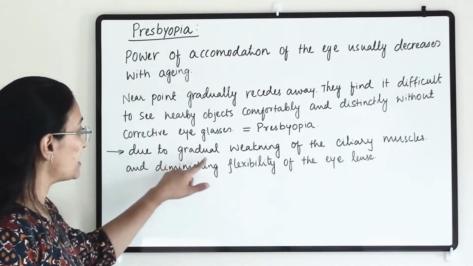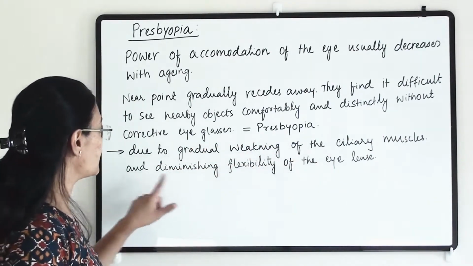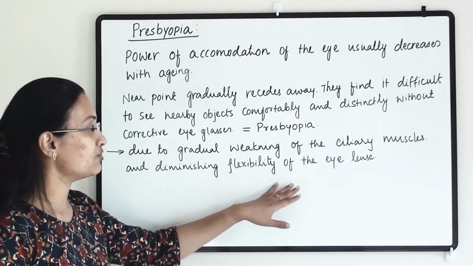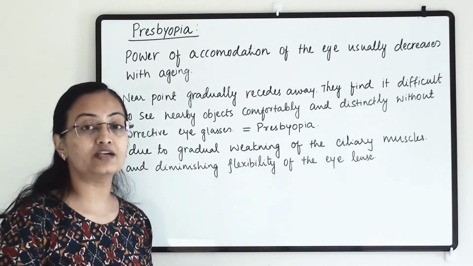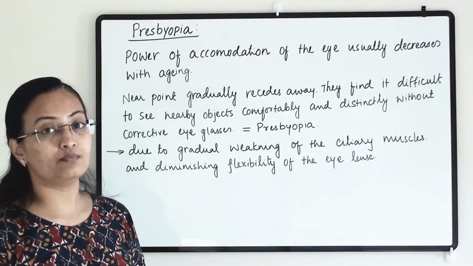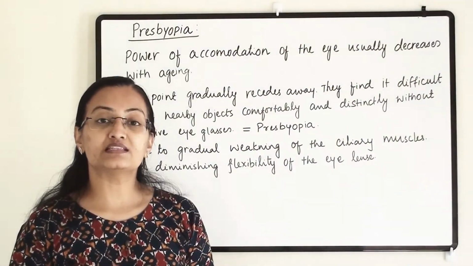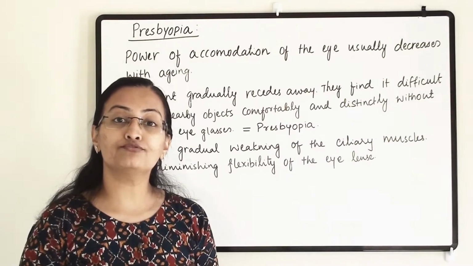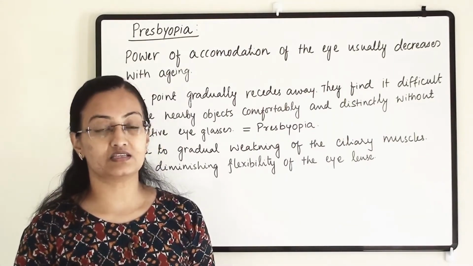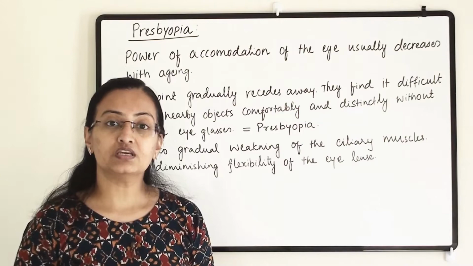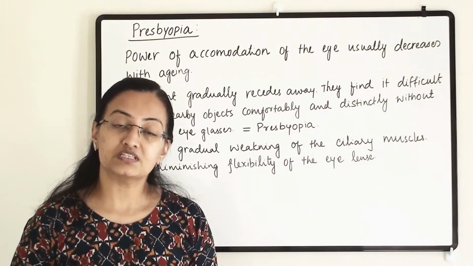Now, due to gradual weakening of the ciliary muscles and diminishing flexibility of the eye lens, this kind of defect is corrected by combining both lenses. These progressive lenses are a combination of concave and convex lens, so the person will be able to see far and near objects clearly.